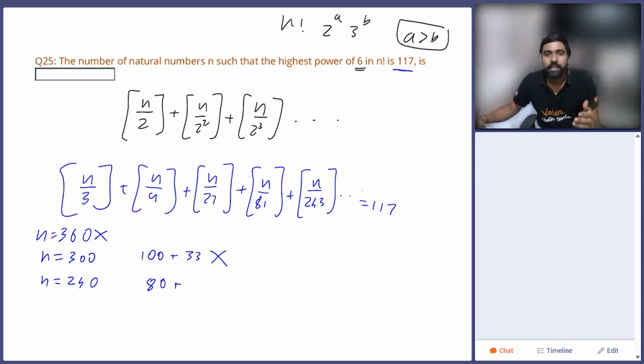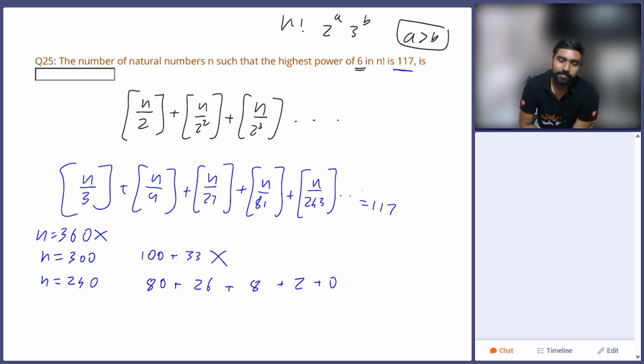When you go for this, 27 times 3 is 81, so 26 approximately. Then again, if you divide by 3, that's nearly 8. Again, if you divide this by 3, that will be equal to 2. And lastly, for 243, it is going to be directly equal to 0. So what is the sum coming out as? This is 80, 106, 114, 116. Okay, we have come very close. 117 we have not got, but we have reached somewhere like 116.